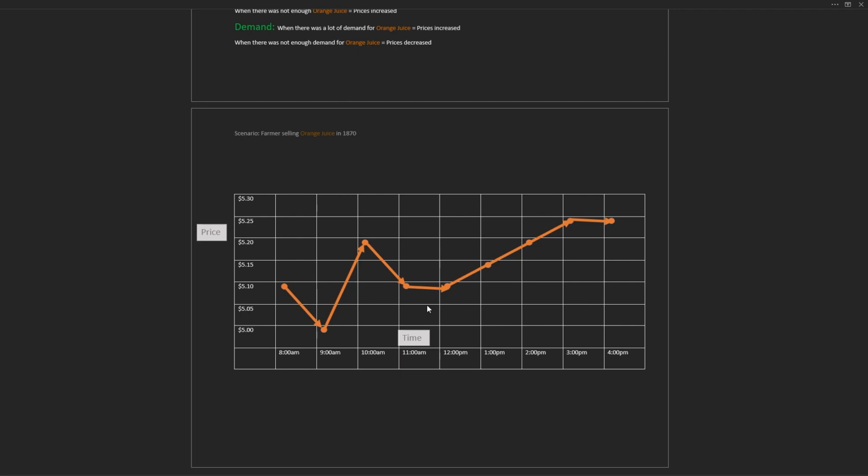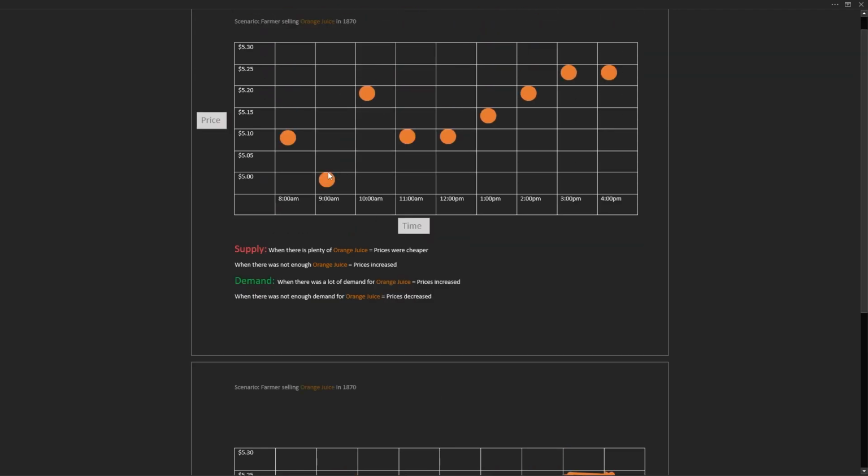If you have a platform, a lot of technical analysts use this type of chart to receive their data and analyze it. Now, there could be many reasons why the prices fluctuated. So when there was plenty of orange juice, prices were cheaper. All of your neighbors are selling. And then demand increased because the prices were too low. So business works in a way, competition, right? You're going to have people trying to undercut you. That's just business, right?